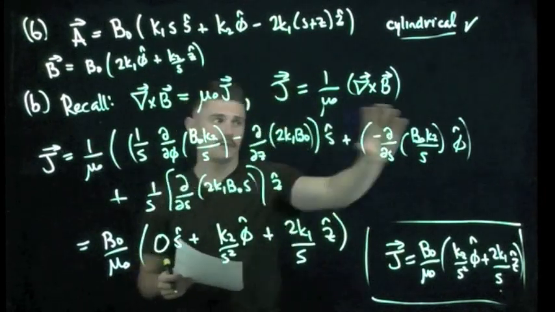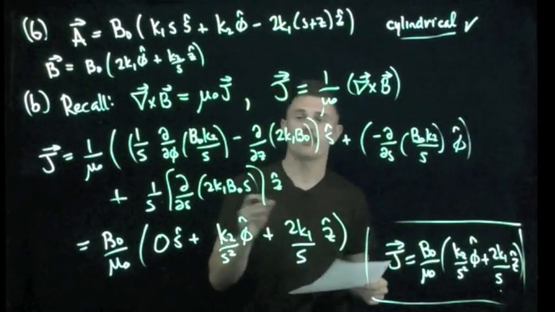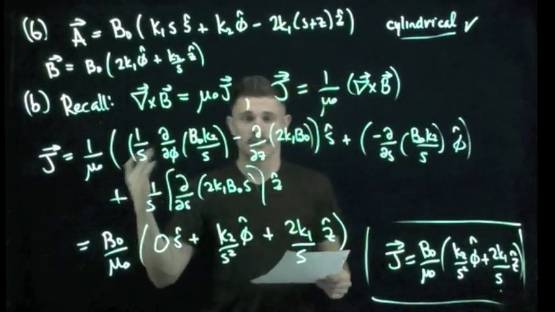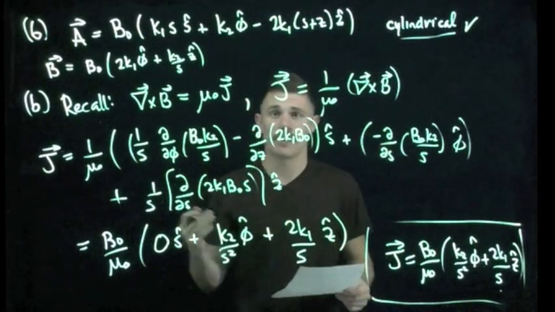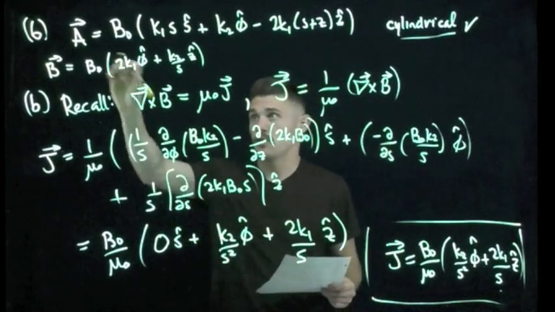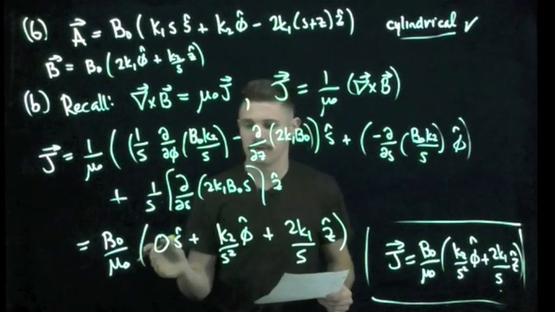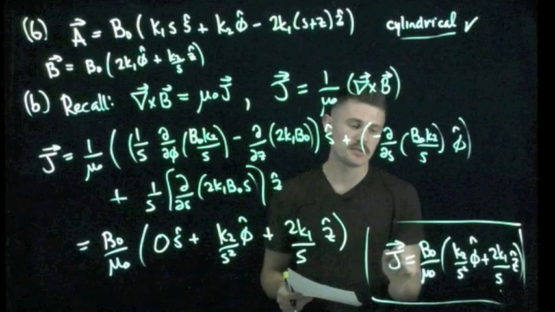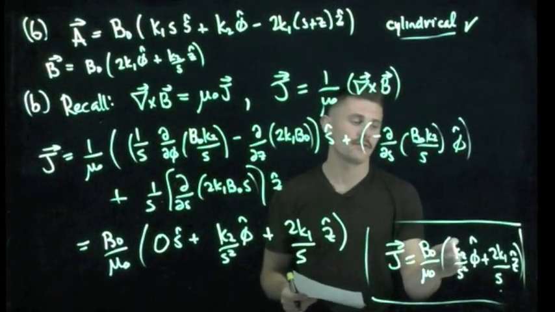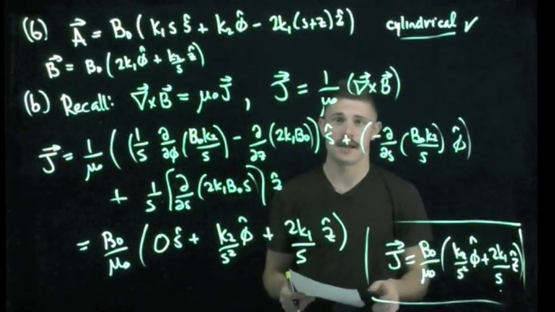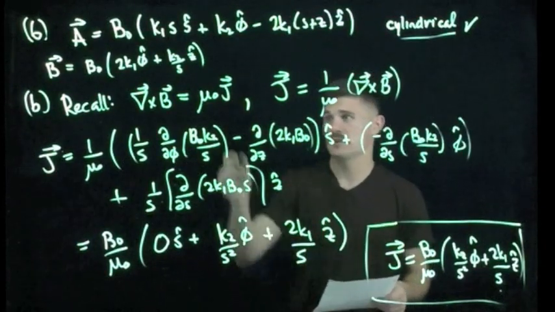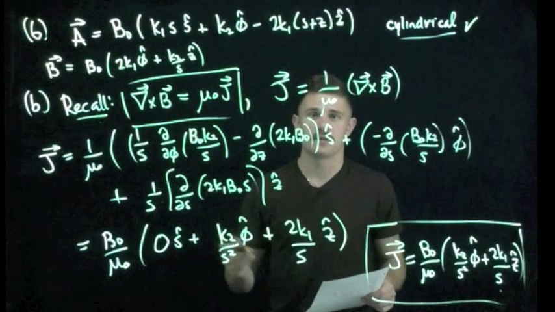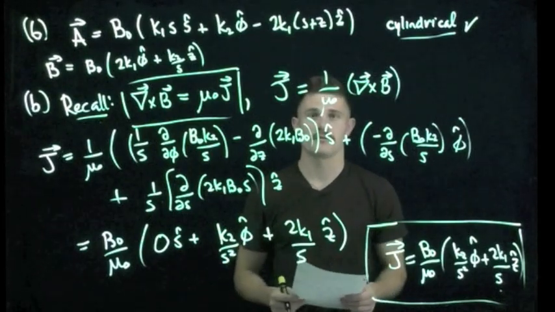We can work through the curl from the formula sheet. The formula is this. I've just subbed in each component to begin with and negated some that are automatically going to be 0, given that there's no S hat term here. You take the derivatives and you end up with the current J is B naught over mu naught K2 over S squared phi hat plus 2K1 over S z hat. So again, the first thing you need to recall is this formula here, and after that is taking derivatives, plugging numbers, and ending up with the correct current density.